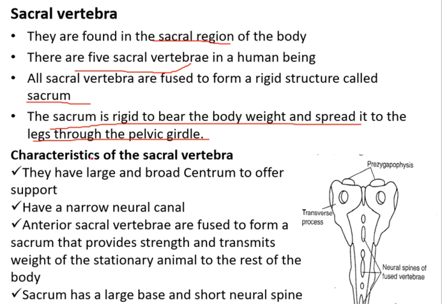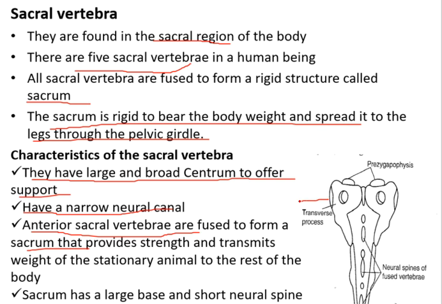Let's look at the characteristics of the sacral vertebra. They have a large and broad centrum to offer support. Then they have a narrow neural canal. We said the neural canal is for passage of the spinal cord. Then anterior sacral vertebrae are fused to form the sacrum, which provides strength and transmits the weight of the stationary animal to the rest of the body.